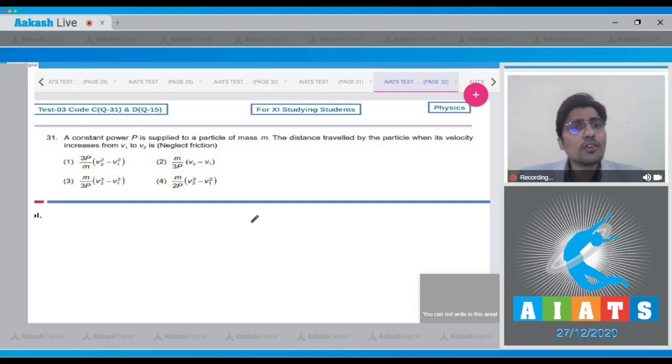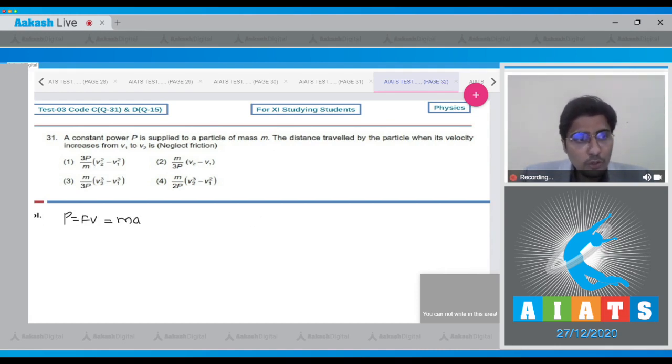Question 31 says a constant power P is supplied to a particle of mass m. The distance traveled by the particle when its velocity increases from v1 to v2 is. Now let us solve this question. The power is written as the multiplication of force and velocity.